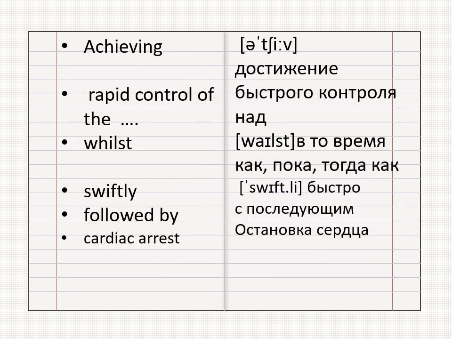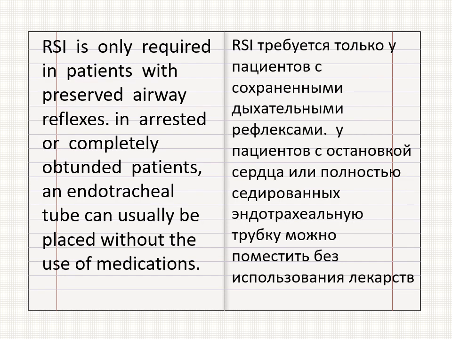And of course, new words: achieve rapid control of the airway, swiftly followed by, and cardiac arrest. RSI is only required in patients with preserved airway reflexes. In arrested or completely obtunded patients, an endotracheal tube can usually be placed without the use of medication.